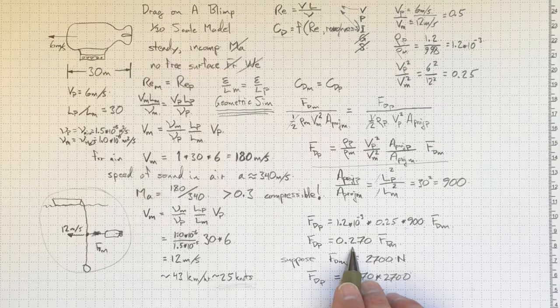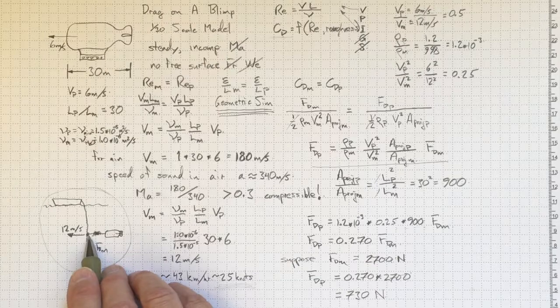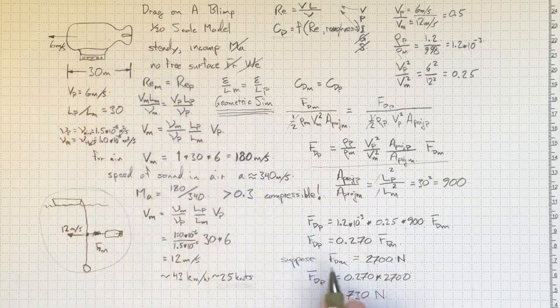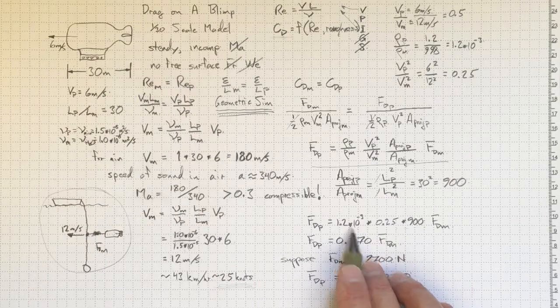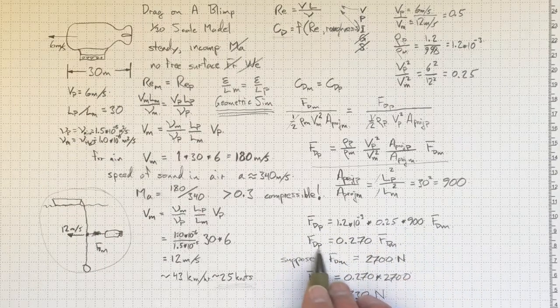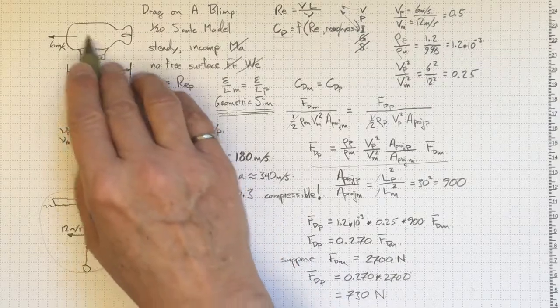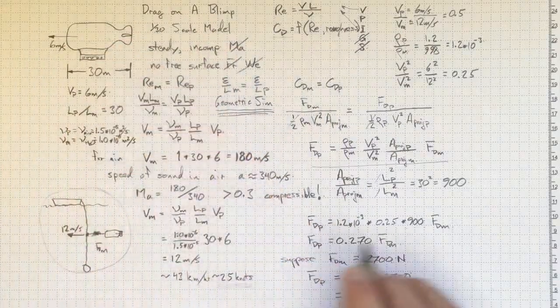Now it turns out that our prototype, although it's much bigger, will actually experience a smaller drag force than our model. And the main reason for that difference is that the model's going faster, and that although this blimp is much bigger, the air density is much lower. So the combination together winds up with our prototype force being about a quarter of the drag force on our model. And that value is 730 newtons. That tells us how hard we're going to have to be able to push with our engines to make our blimp go 6 meters per second forward.